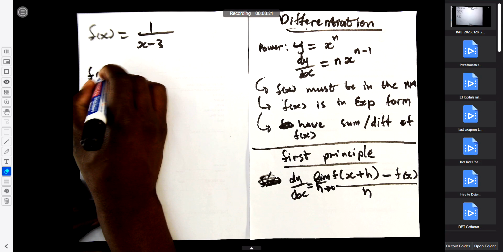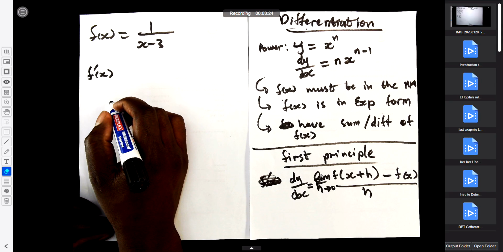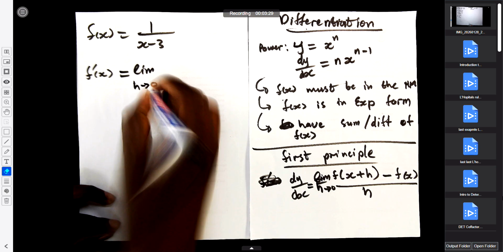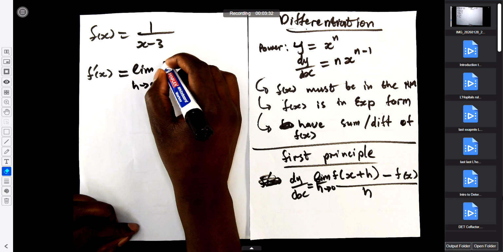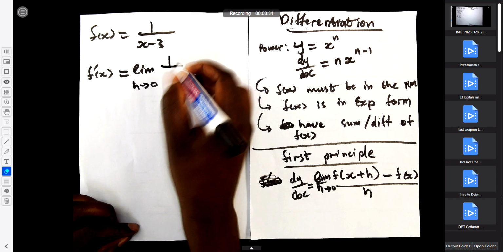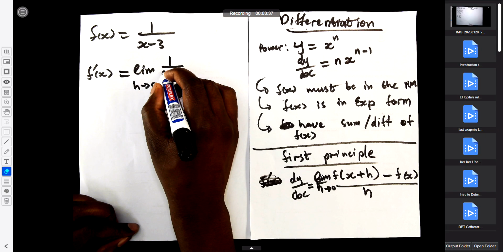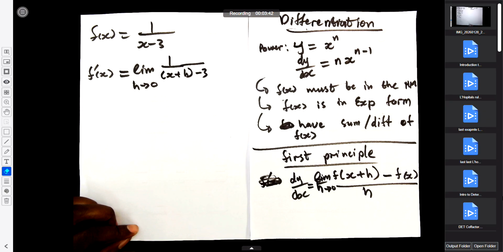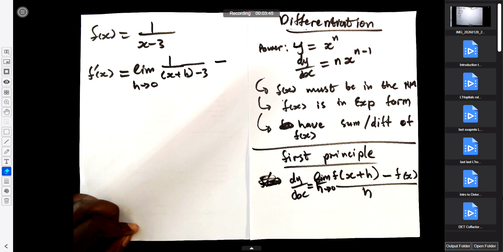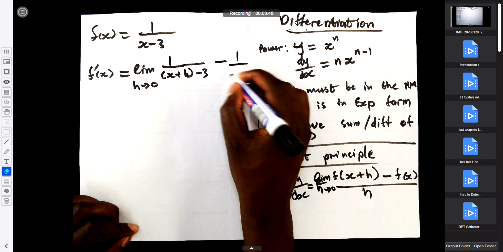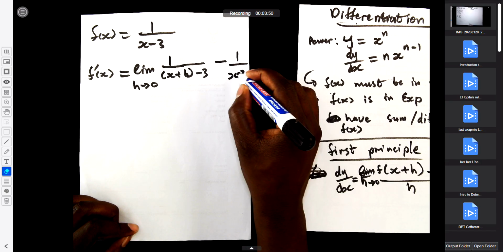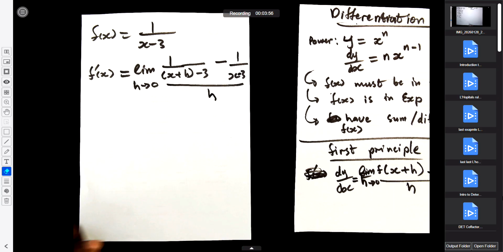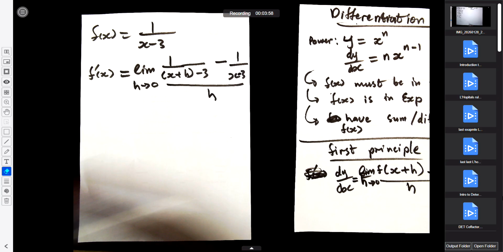When we derivate our function f of x, it's going to be f prime of x, which from first principle is the limit as h approaches 0. Where there's x, we have to substitute x plus h. So I have 1 over (x plus h) minus 3. And then the rule says that we must subtract f of x, which is 1 over x minus 3, then all divided by h. So we have a double division.